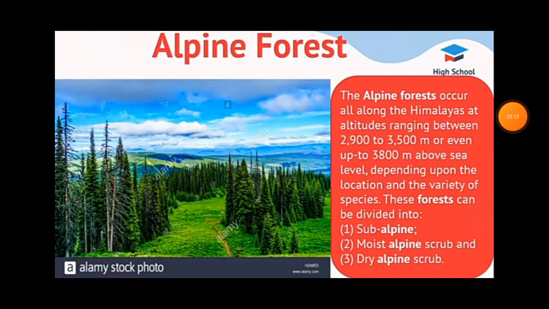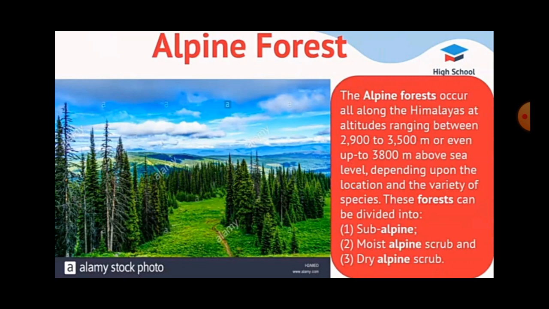Alpine forest. It occurs all along the Himalayas above 2400 meters altitude. These forests have purely coniferous trees. Oak, silver fir and pine are the main trees of these forests.